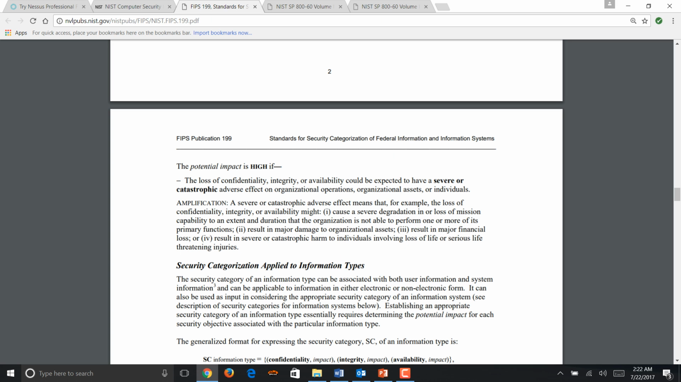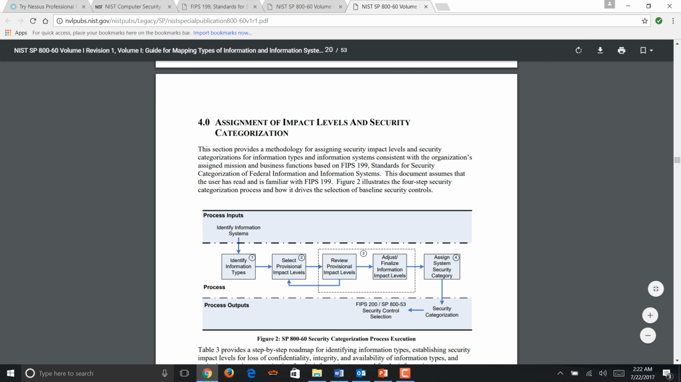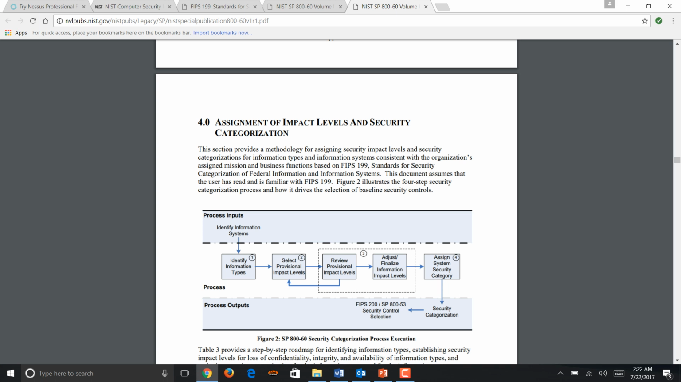So now let's check out NIST 800-60 Volume 1. NIST 800-60 Volume 1 gives us an overview of how we categorize information and information systems. That is what NIST 800-60 Volume 1 helps us to understand. Now we need to understand here that FIPS is the standard. NIST publications are the guidelines that help us to be able to meet this standard.